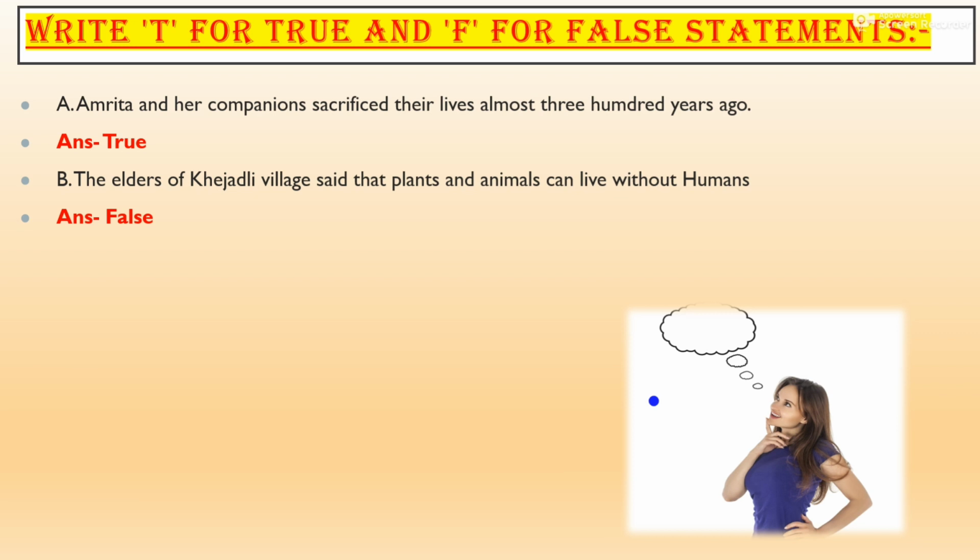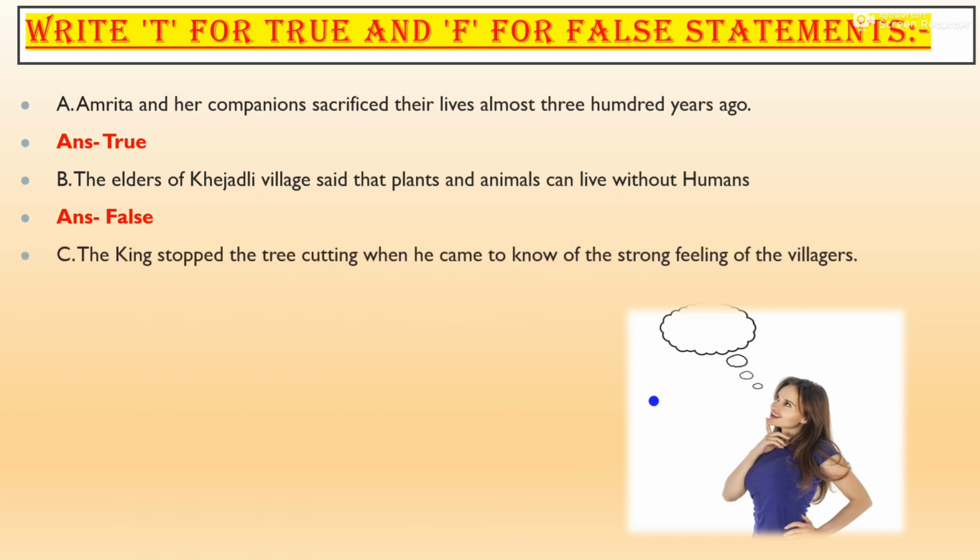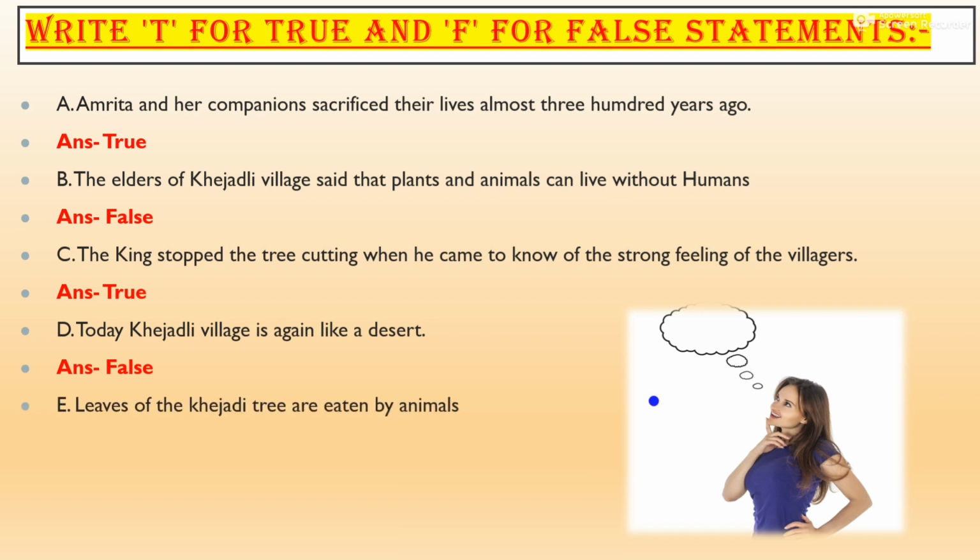They told that plants and animals can live without humans, but human beings cannot live without plants and animals. So this is also true. This is a print mistake, so you will write true. The king stopped the tree cutting when he came to know of the strong feelings of the villagers. It's also true. Today, Khejrali village is again like a desert. No, it's false. Khejrali village today is also green because they don't hunt, they don't cut the trees.